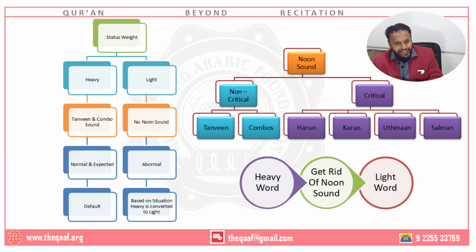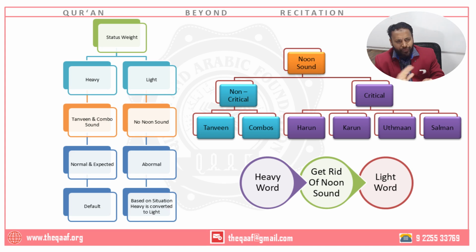That's not a part of ending sound or ending combination. That's a part of the word. So you can't make it light by chopping off the noon. Okay, so that's a disclaimer. Keep in mind, basically, there are 2 types of noon. One is non-critical, the other is critical. What is the non-critical one? The one that we add, ending sound and ending combination.